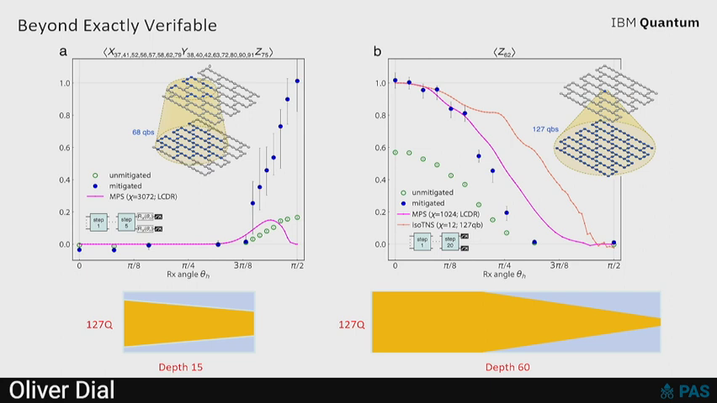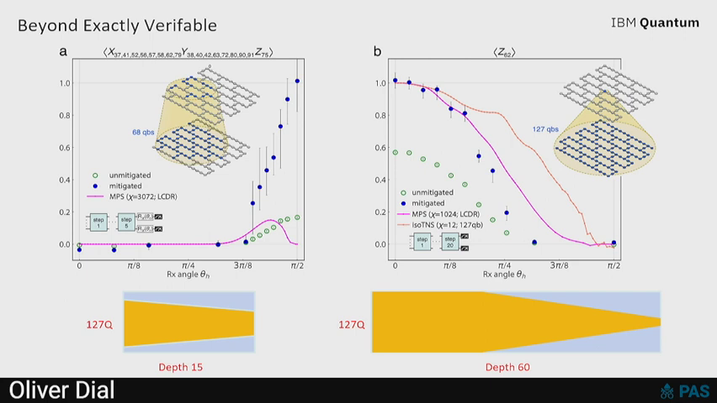We can also go beyond exactly verifiable by, instead of looking at the magnetization of a single spin at the output, we can look at correlations between many spins. Again, just a way of defeating these light cone optimizations, and once again see that our results vary wildly from the classical approximate methods.